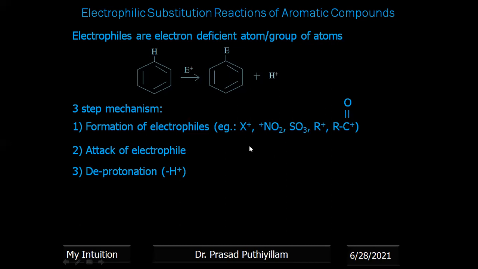When the electrophile is formed, only then can it attack benzene. As such, we cannot supply an electrophile for a reaction. We'll be adding the required chemicals, which in turn convert into the electrophile, and that electrophile attacks the aromatic compound. Attack of the electrophile, then finally deprotonation, removal of H plus, gives the final product, the aromatic substituted product.